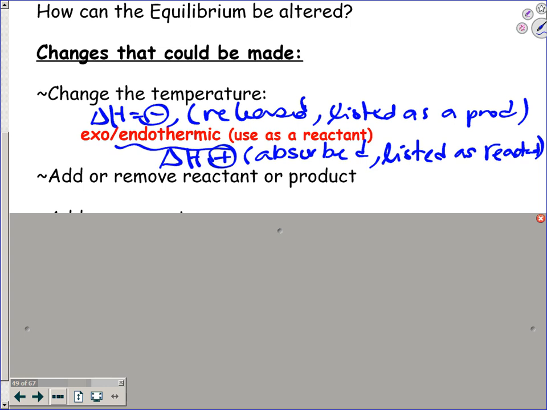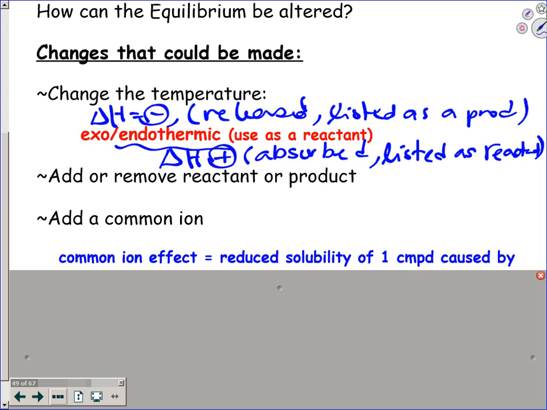Second, we already know that interchanging or modifying reactants and products is going to disrupt equilibrium, and it will cause a shift. So that's pretty easy to see for most of you guys. That's probably the easiest of them all. So the common ion effect is a weird thing.